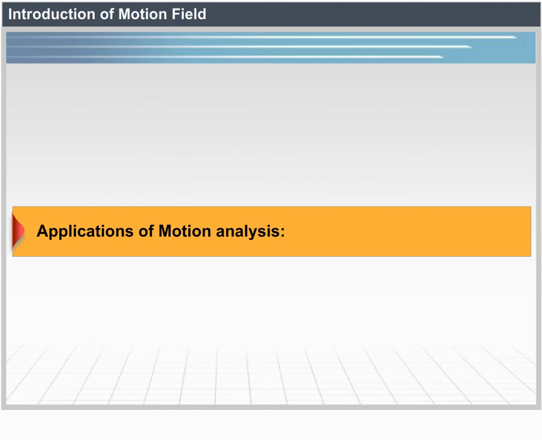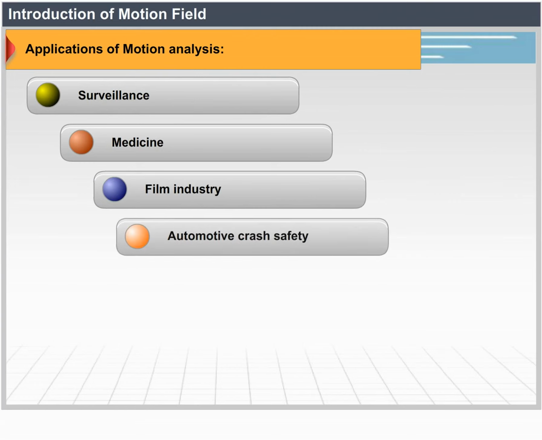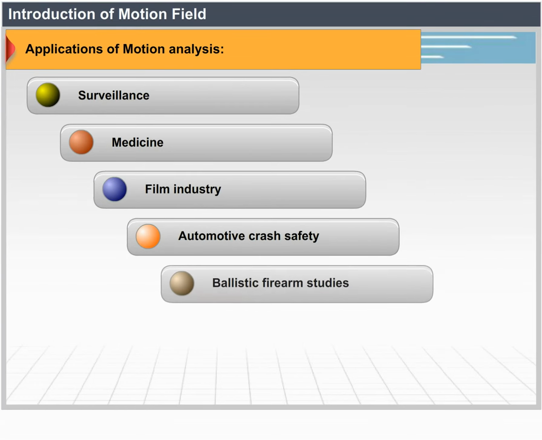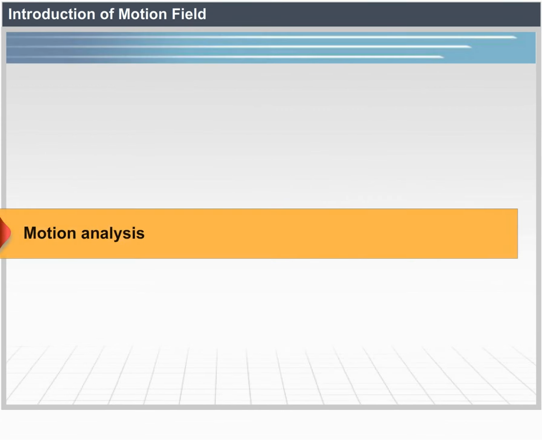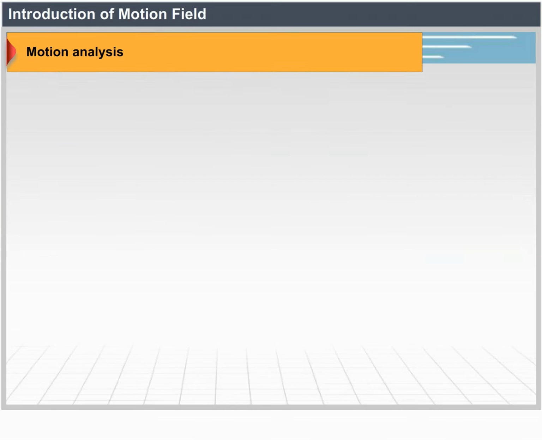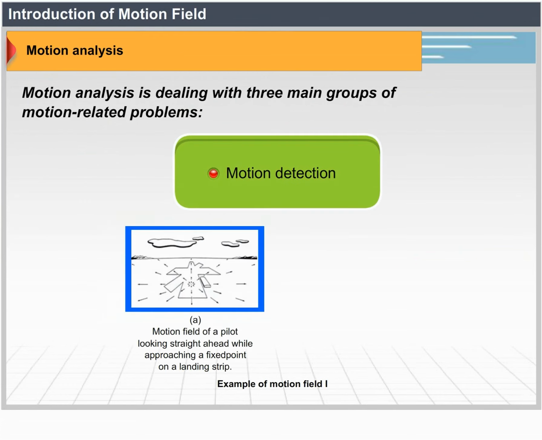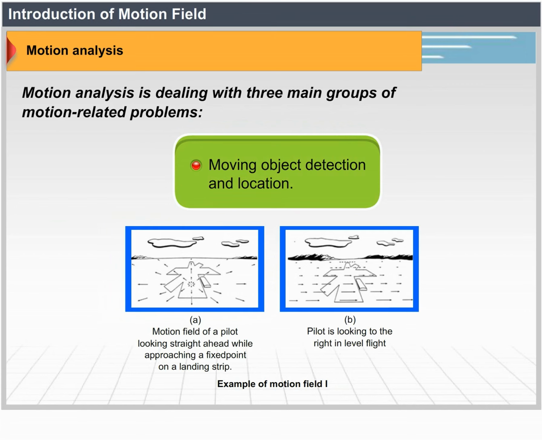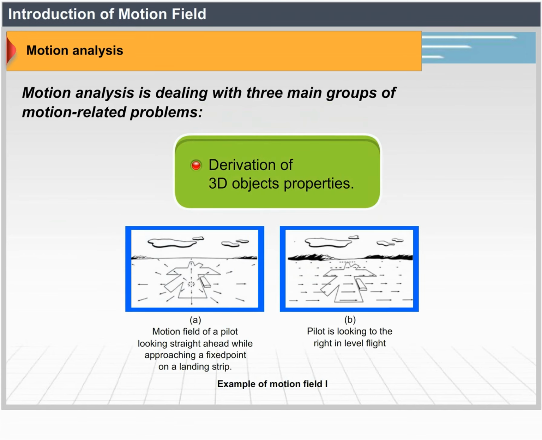Applications of motion analysis. Surveillance, medicine, film industry, automotive crash safety, ballistic firearm studies, biological science, flame propagation. Motion analysis. Motion analysis is dealing with three main groups of motion-related problems: motion detection, moving object detection and location, derivation of 3D object properties.